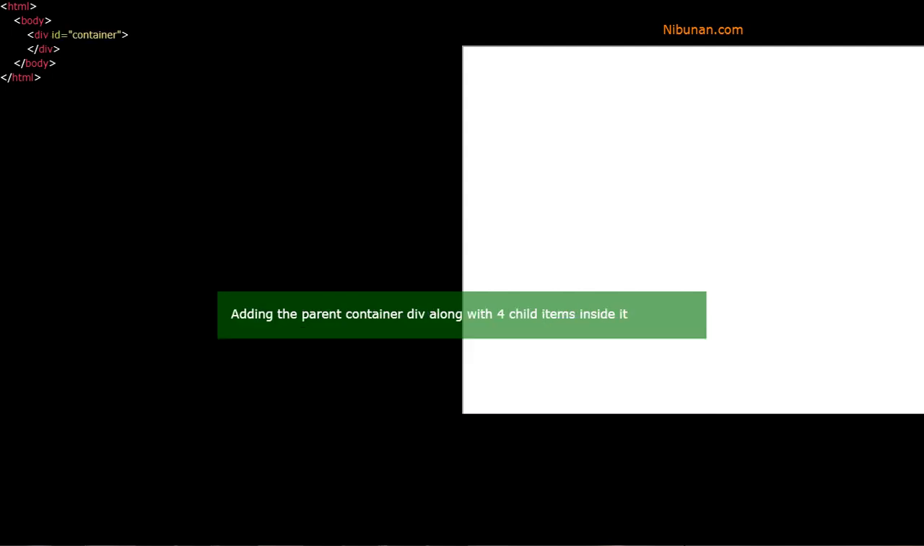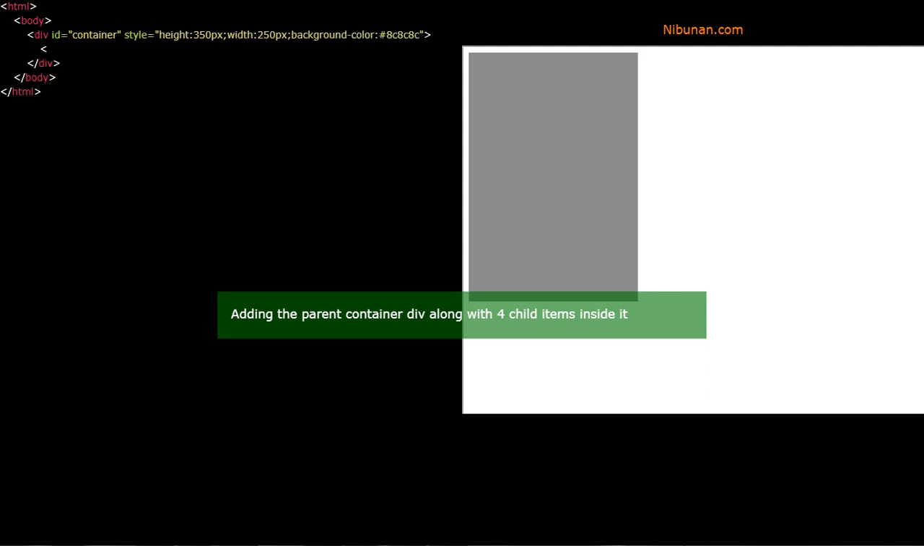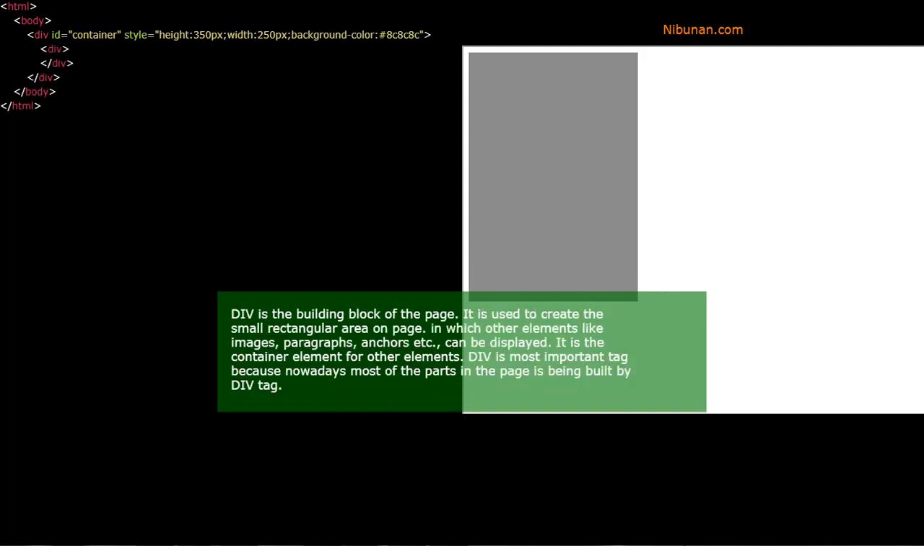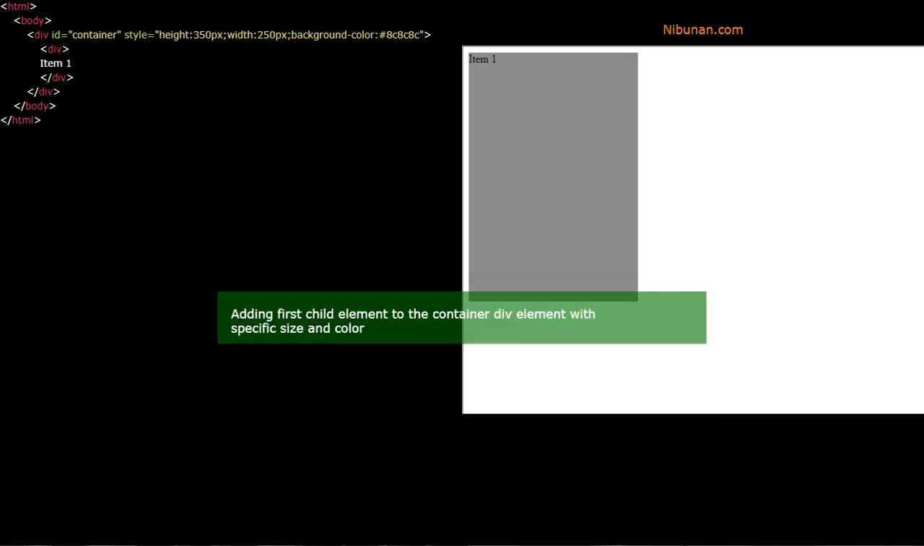Adding the parent container div along with 4 child items inside it. Adding the first child element to the container div element with specific size and color.